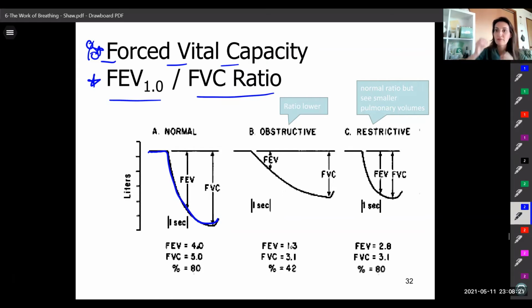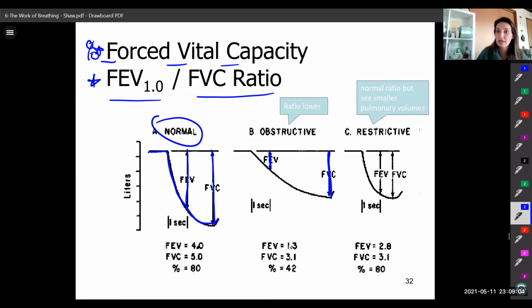And then we have to go in and take actual measurements on this reading to determine the volume they breathed out in the first second versus the total volume that they exhaled. We get the ratio between those two volumes. Should be 80% or better for it to be considered normal. You see for the individual with the obstructive disorder, their FEV is very small, and their FVC, the total amount that they forcibly exhaled, is less than for the normal individual.